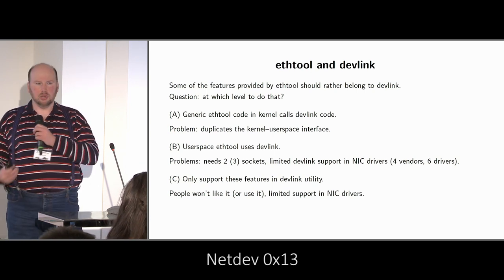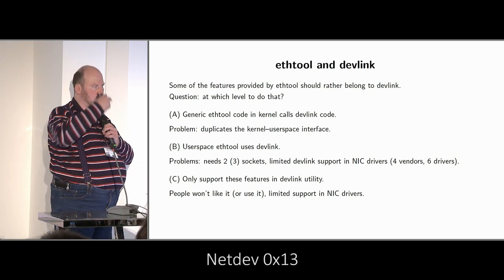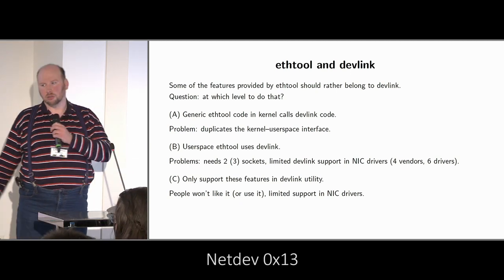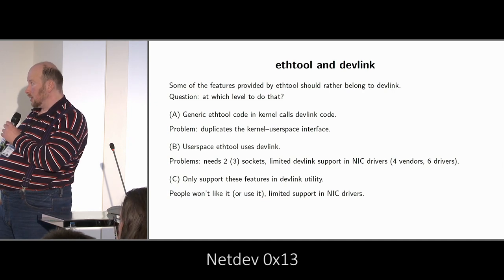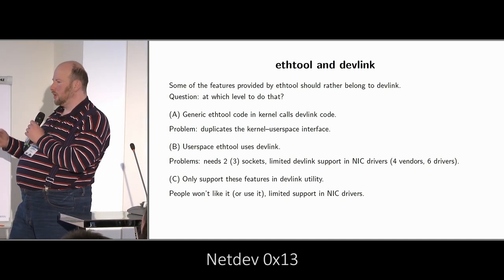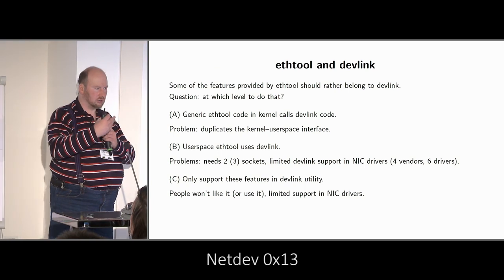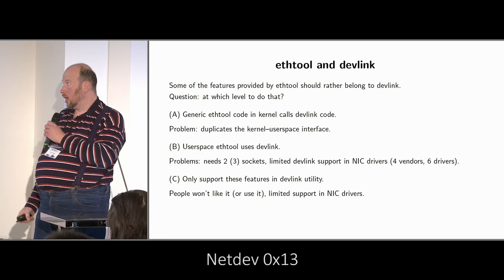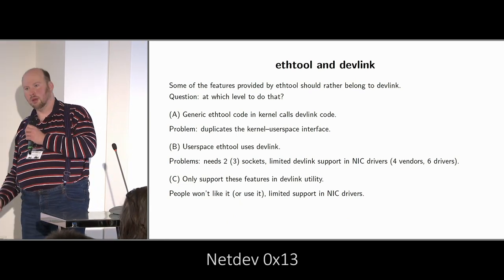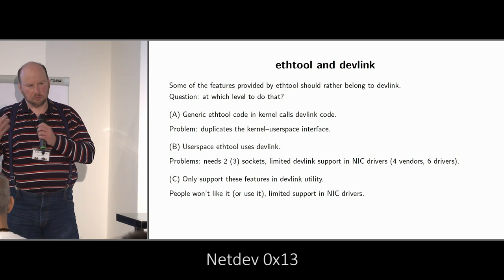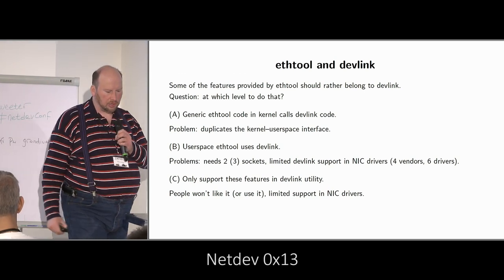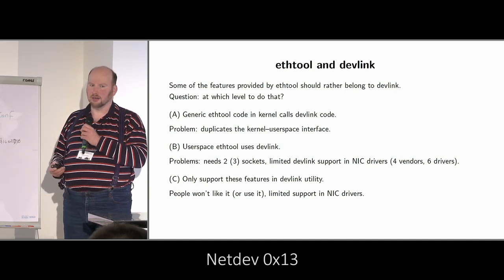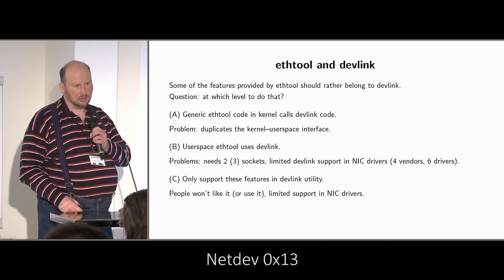Problem is that we would have two different user space APIs for the same feature, same function, which is not really desirable. Second option would be that user space ethtool would use devlink socket and devlink commands to implement the feature. There are two problems. More complicated user space code, which is not really critical.